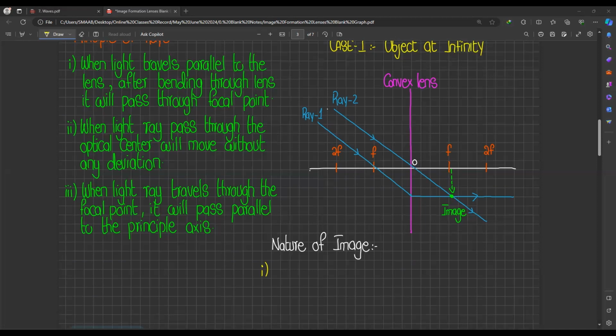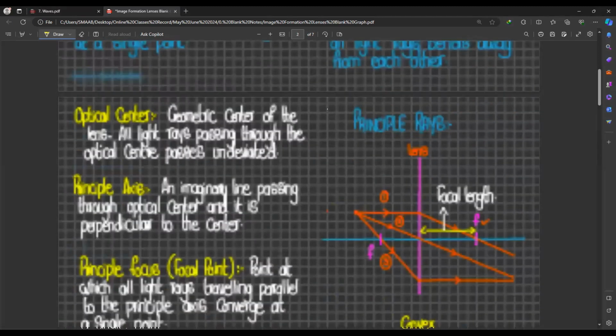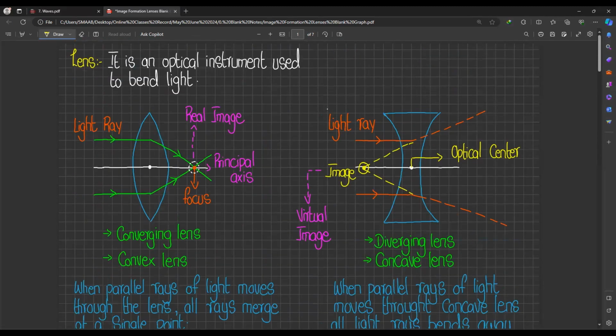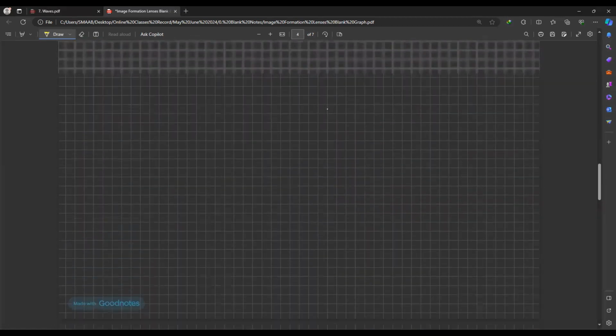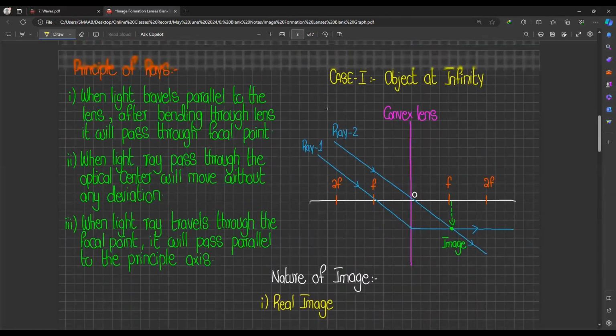And I got some properties in the chat: real, inverted, and diminished. So the first one is we are getting a real image because light rays are converging on the other side. If you compare it with the diverging lens like this, if light rays are moving away, in that scenario you observe that the image is formed on the same side. So that is diverging and that is a virtual image. So this image is a real image.